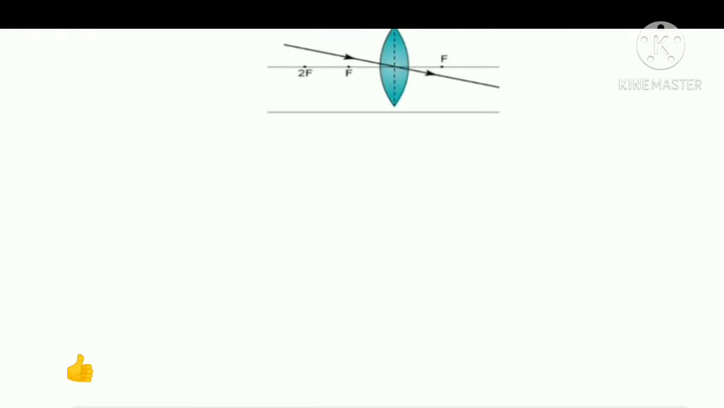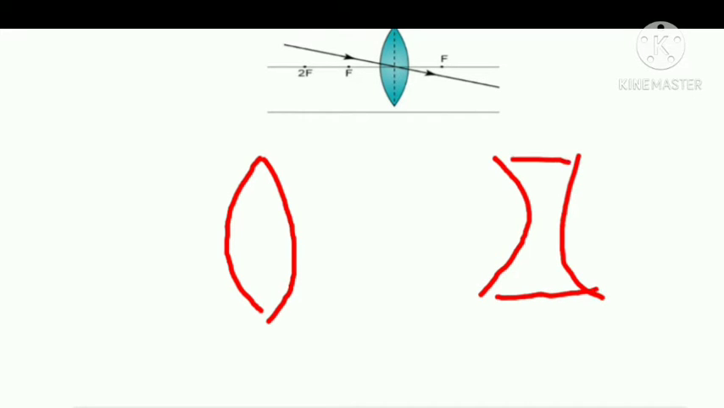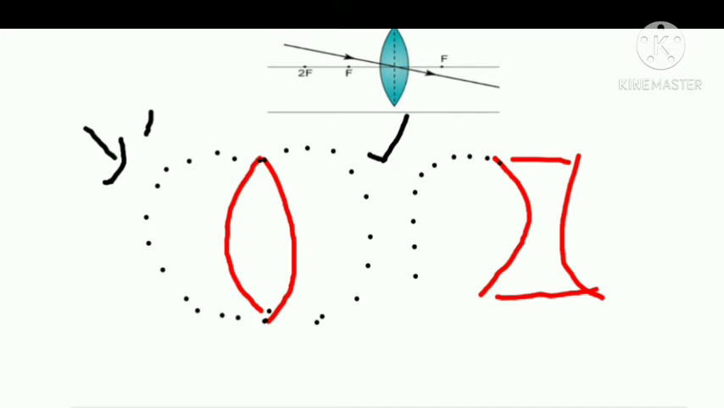At first, we will discuss about principal axis. To discuss principal axis, we make two diagrams. One is convex lens, another is concave lens. We choose the marker to be black. Let's extend this one. Now there are two spheres. One is this and next is this. Again we extend this one also. Let's extend the curve.